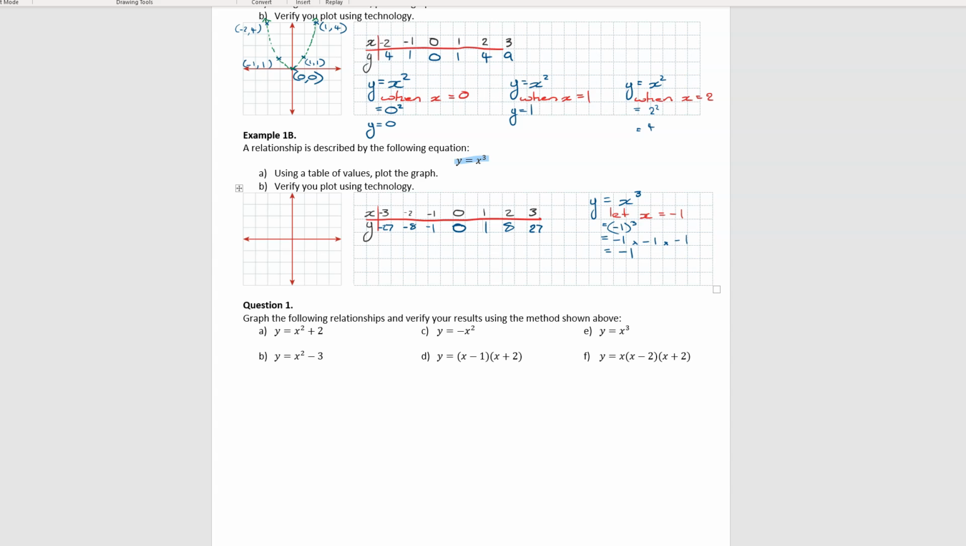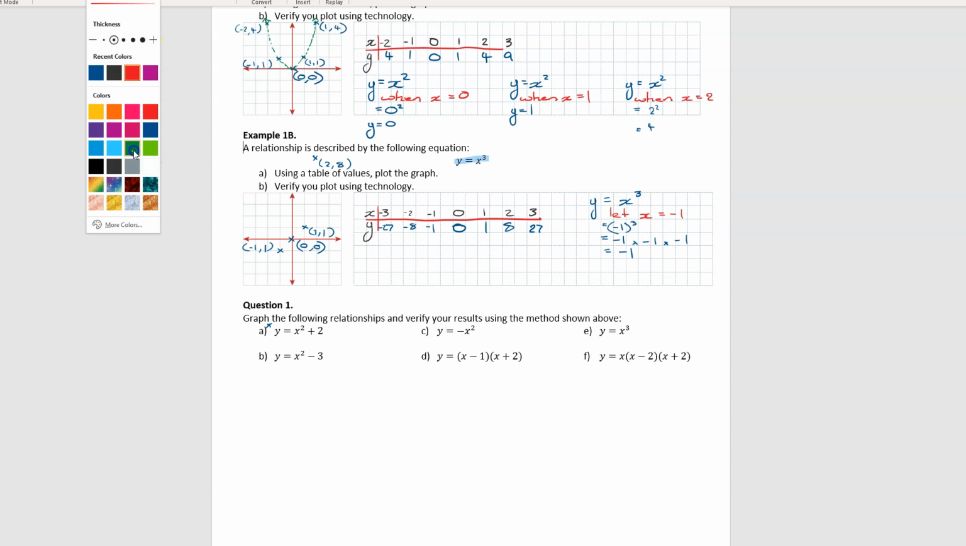Now plotting this particular graph here, notice that it's way off the scale. So the first one here is 0, 0. Then the next one is 1, 1. And then the next one too, it's somewhere probably up there. Let's just put it here. And that will be 2, 8. This one over here, it is -1, -1. And then we go all the way down there somewhere.